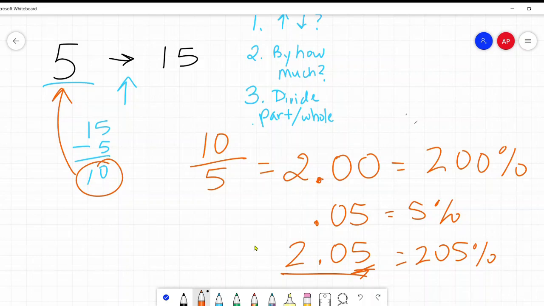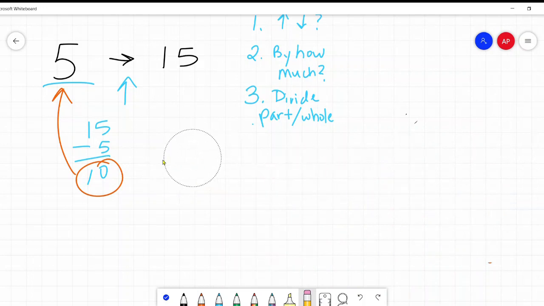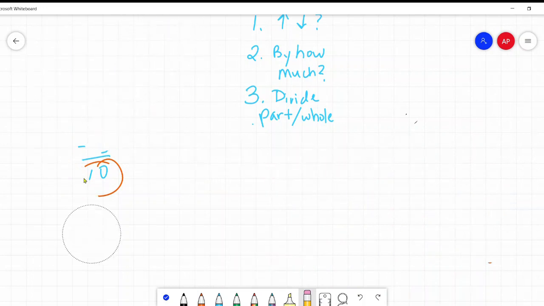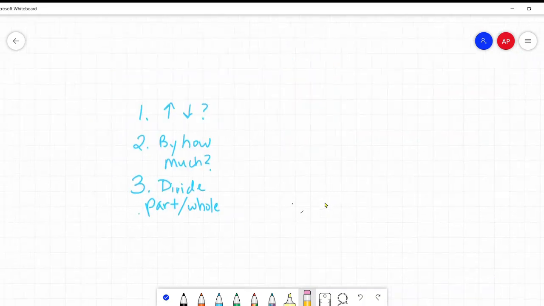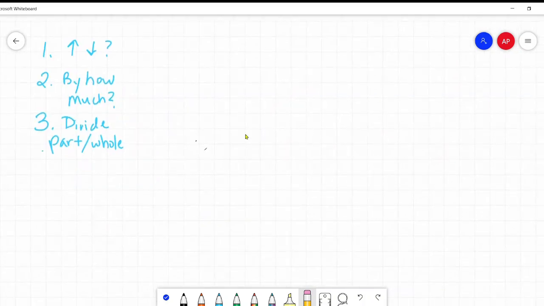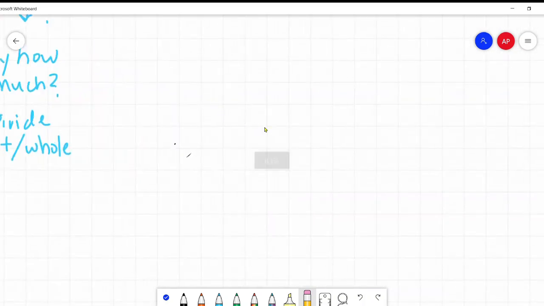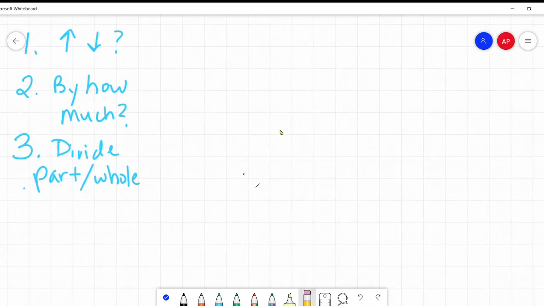Okay, I know that may be a bit like, what? What's going on here? Let's do some more sample problems and we'll practice this. But I promise it's this same process. Is it going up or down? By how much? Divide that part, which is usually the how much, by the whole, which is usually your beginning amount. I like to say usually just because as soon as you say always, someone's going to throw a wrench in the works.